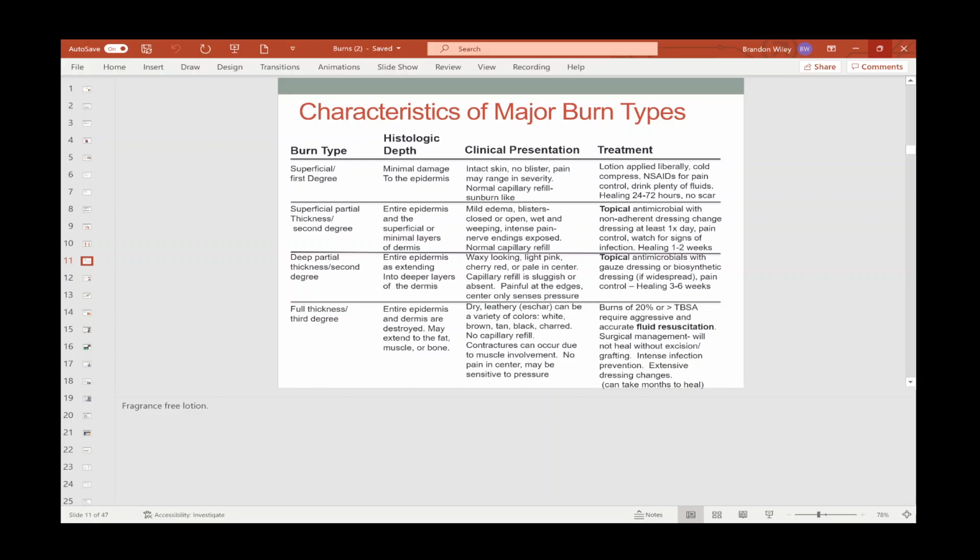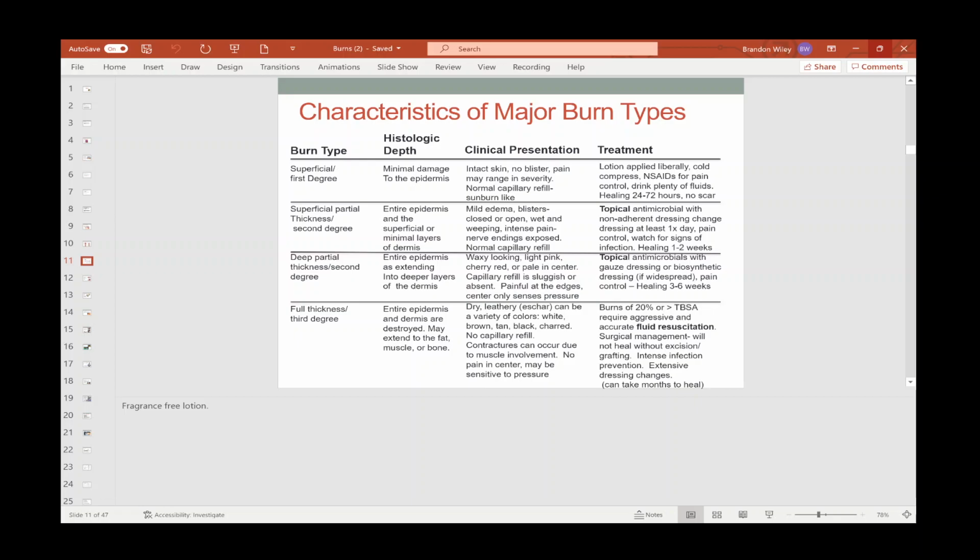So you may have just a pale center, and then it kind of comes out a little bit with the pinkness and redness. So the center, actually, you press on it, and it's not painful. You can sense that somebody's pressing on it. But that center is not painful. However, what surrounds it is painful. So they're still going to have a lot of pain.